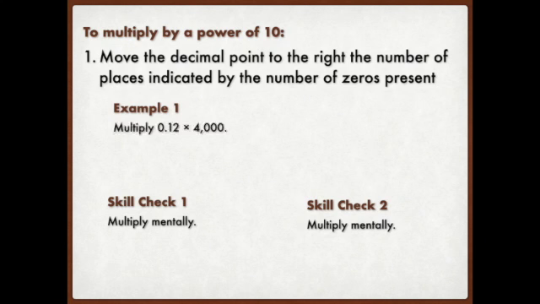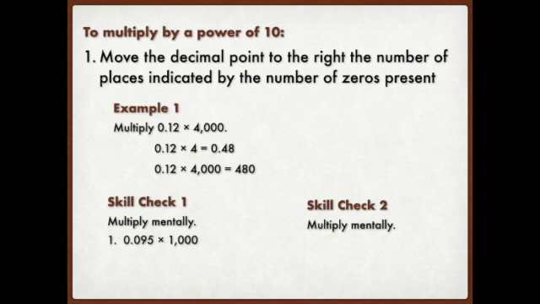Here's an example. If I'm going to multiply 0.12 times 4,000, I can move the decimal point over 3 places based on the 3 zeros in the 4,000. So I'll move it to the right 3 places. Now 12 times 4 is 48, and because 12 times 4 is 48, we have 0.48, and then we're going to move the decimal point over 3 spaces to the right, turning that 0.48 into 480. When we're dealing with basic math, you can do this mentally.